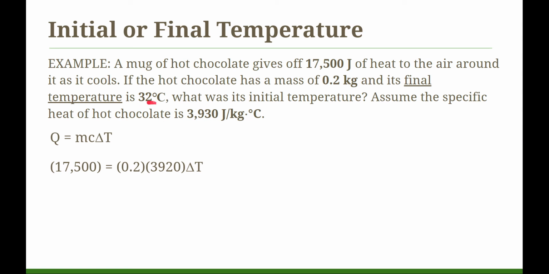This one's a little tricky because you do see a temperature, but just look closely, it says its final temperature is 32 degrees, whereas here we need the change in temperature. So then we can just solve this to get change in temperature. And we find out the hot chocolate is going to change its temperature by 22.3 degrees. So now what we need to do is determine, did it get 22.3 degrees colder or did it get 22.3 degrees warmer?